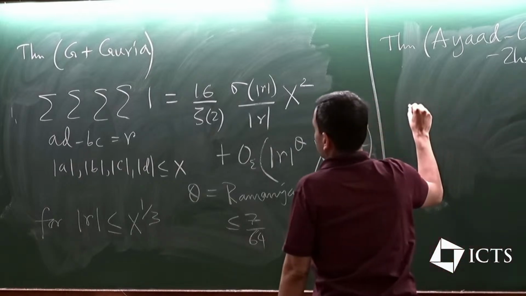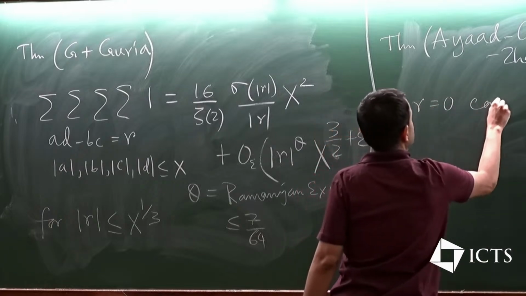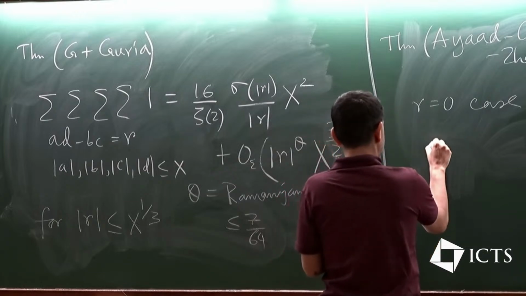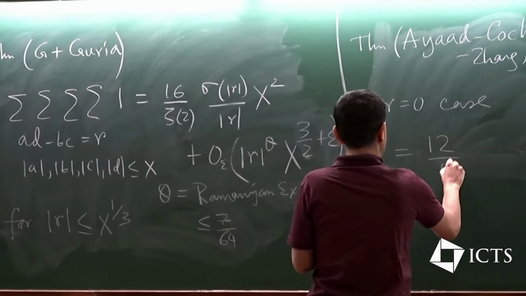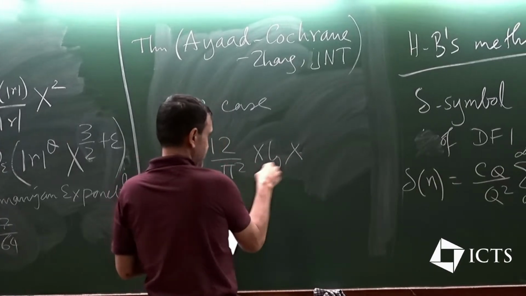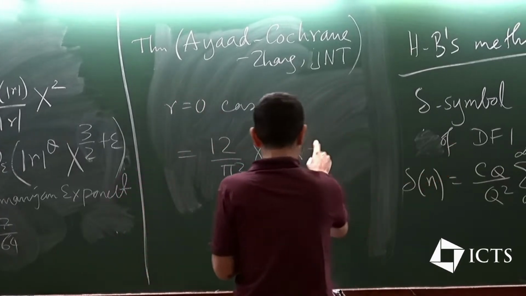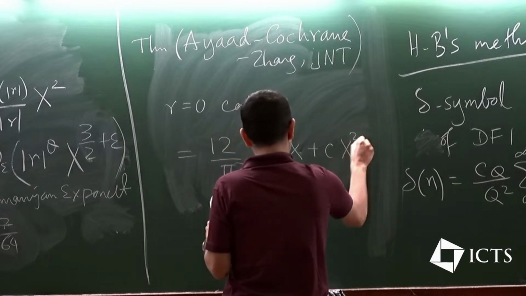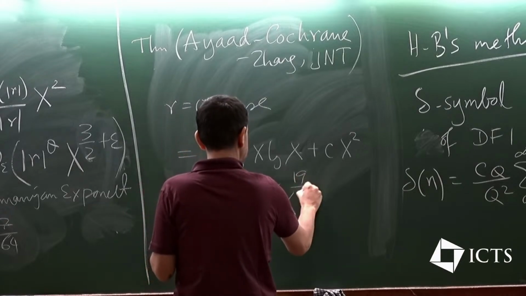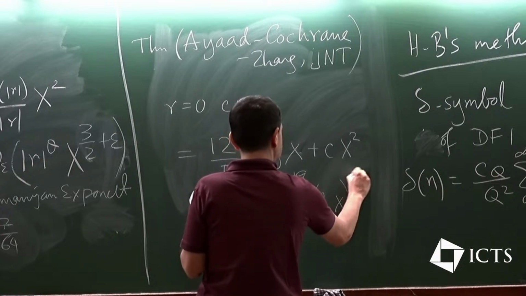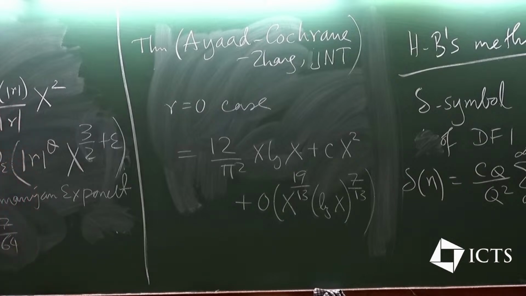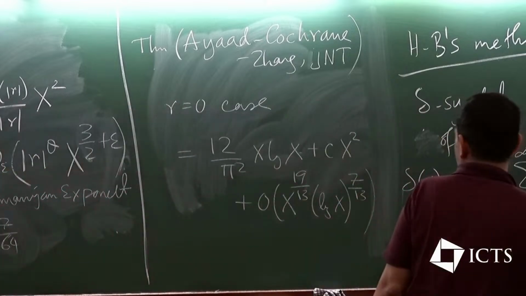So the R equal to 0 case, same problem. What you get is 12 by pi square x log x. There is an extra log x always when there is a 0, as in Heath-Brown's result also. And c x square for some explicit c, plus O of x power 19 by 13 log x power 7 by 13. And in fact, it is quite easy to prove. The proof is completely elementary, just by counting. Yes, sorry, x square log x.